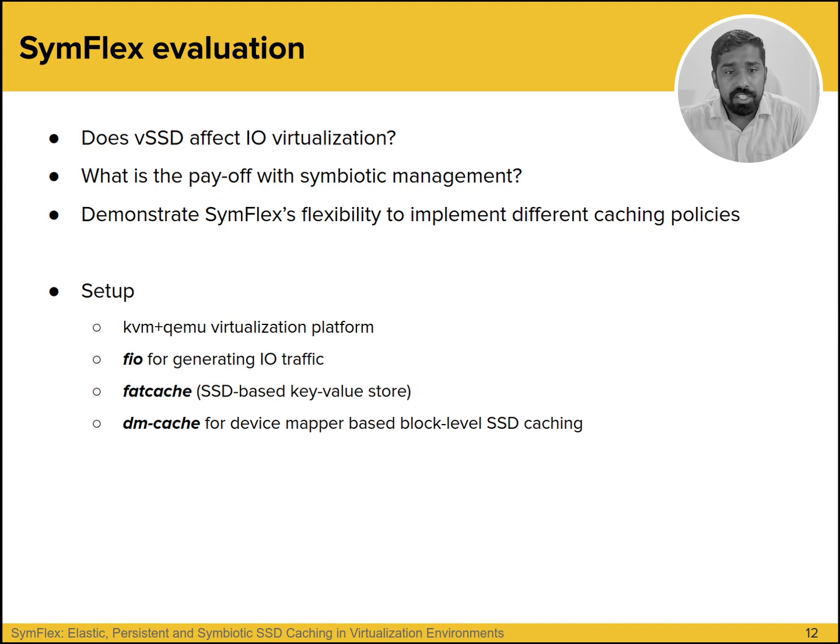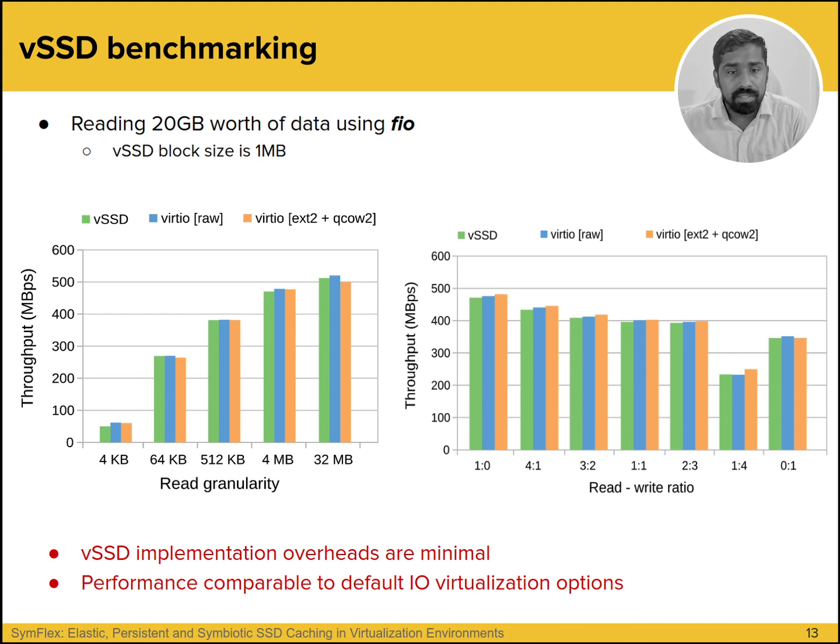For the experiments, we use the KVM plus QEMU platform and the FIO tool is used to generate the IO traffic. The use cases FatCache and DM-Cache are used to demonstrate the efficacy of the symbiotic management of the VSSD device. First, we benchmark the elastic VSSD device. This experiment compares the raw performance of the VSSD device with the existing two virtualization techniques.